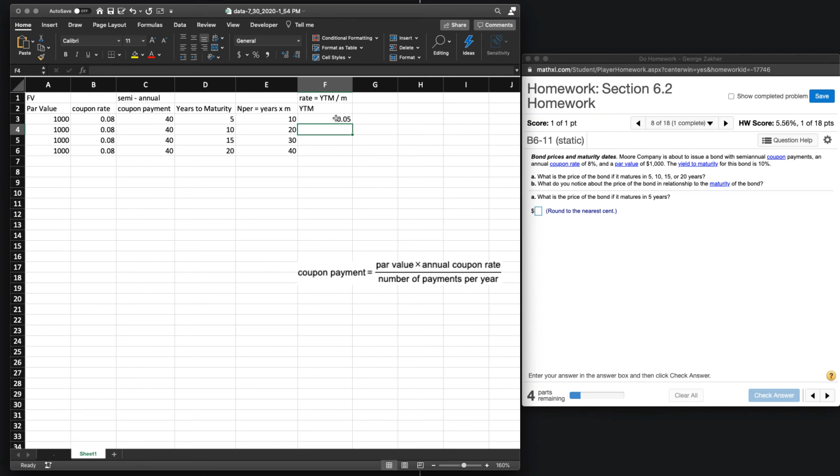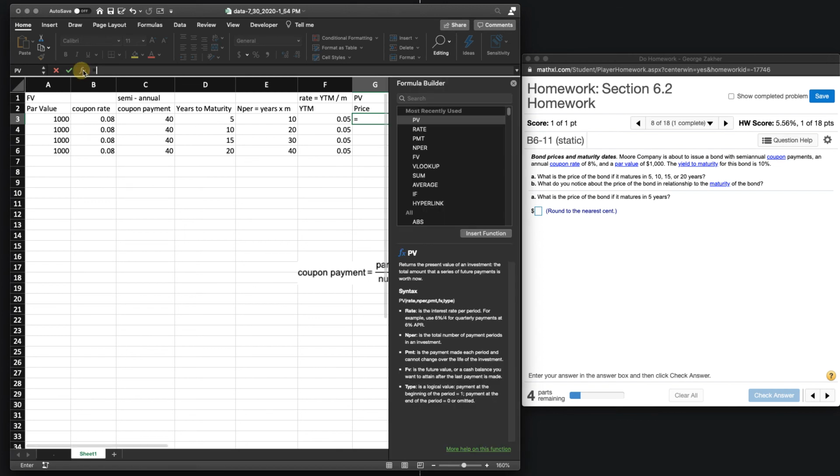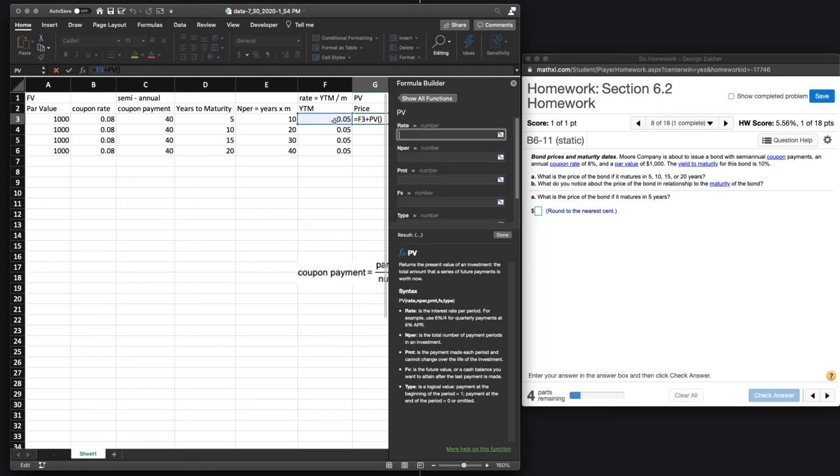So now that we've created our table, we can now use the present value function to determine our price. So we have our rate, number of periods, our payments, and our future value. Okay, and we can go ahead and bring that down.